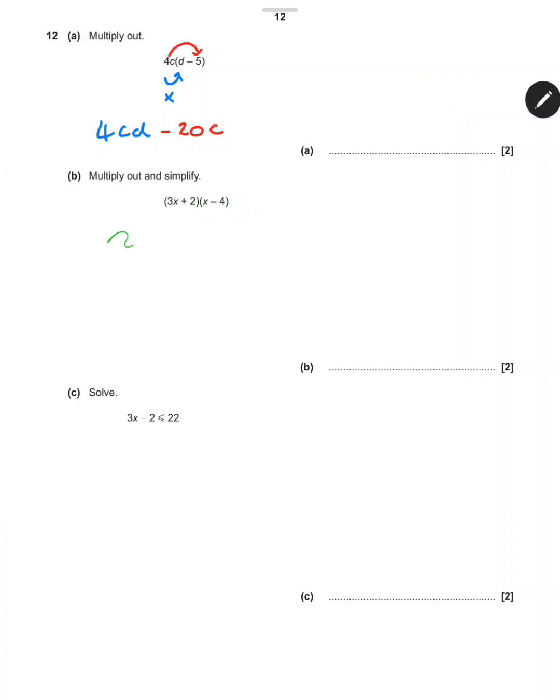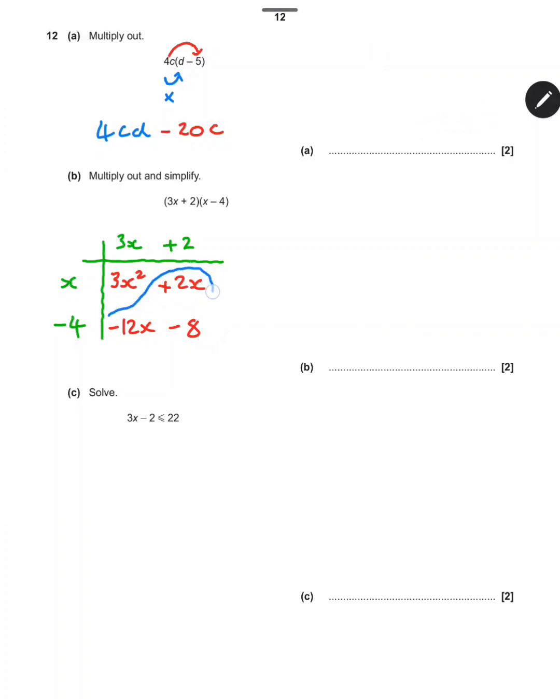Part B, we've got a double bracket to expand, so I'll use a grid for this. You might not use a grid, you might use this kind of idea. But we've got 3x plus 2, and then we've got x and -4, and we're just going to take this bit by bit. X times 3x is 3x squared. X times 2 is 2x. Negative 4 times 3x, well, negative 4 times 3 is negative 12. So this would be negative 12x. And negative 4 times 2 is negative 8.